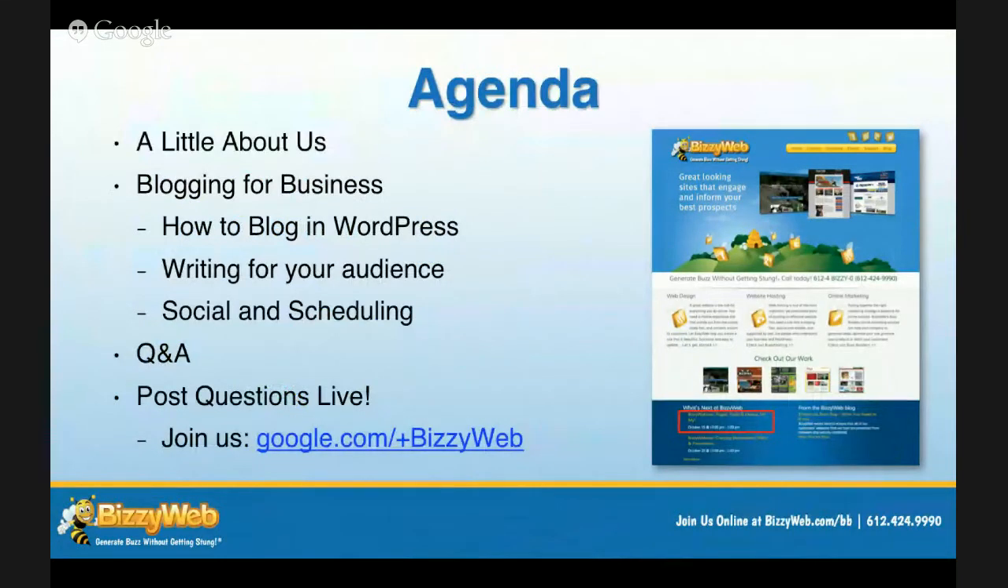So here's a brief look at the agenda. We're going to talk a little bit about BizzyWeb. That's like a minute-and-a-half thing, and then we're going to go into blogging for business. So we'll talk about how to blog in WordPress. We're going to give you some insight and inline demos for what you can do, and I'm also going to share with you a place that you can review all of the hardcore details of how to post, how to add images, how to do all of those technical things via some of our tutorials, and I'll show you where to go for that. Then we're going to talk about how to write for your audience, how to be social, how to schedule, and we're going to throw in a little bit of detail on SEO.